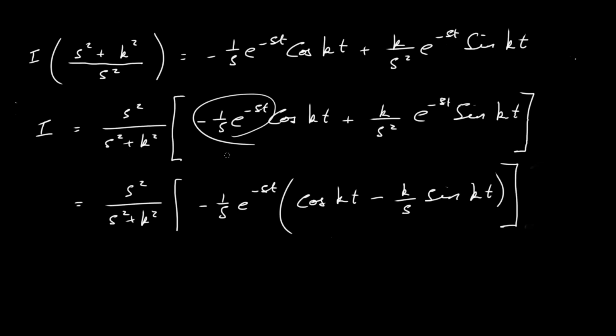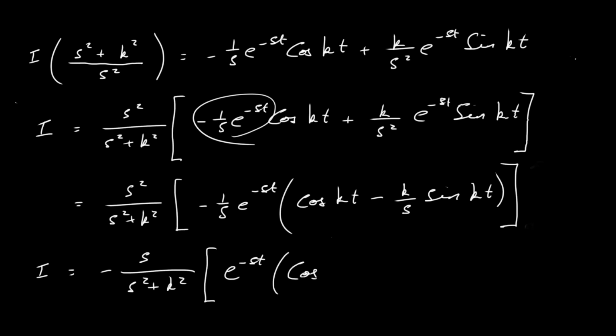Okay, so my next step here is just to take out this minus 1 over s here. So let's do that. So we have I is equal to, well, if I bring out this minus, it'll just be minus, but the s will divide into this s squared. So we're just left with s on the top, and it's s squared plus k squared on the bottom. Now that's all going to be multiplied by e to the power of minus st times cos kt minus k over s sine kt.